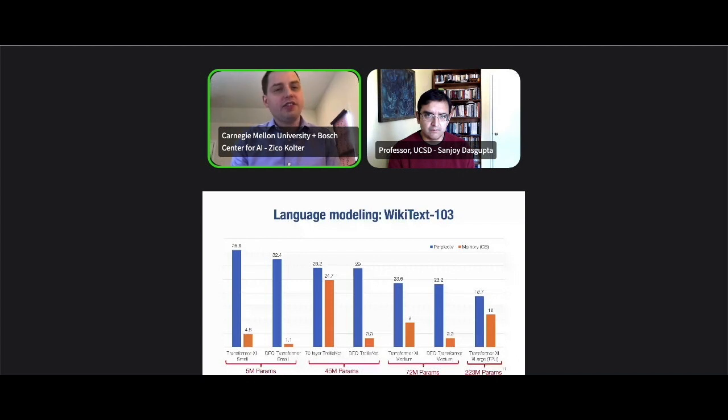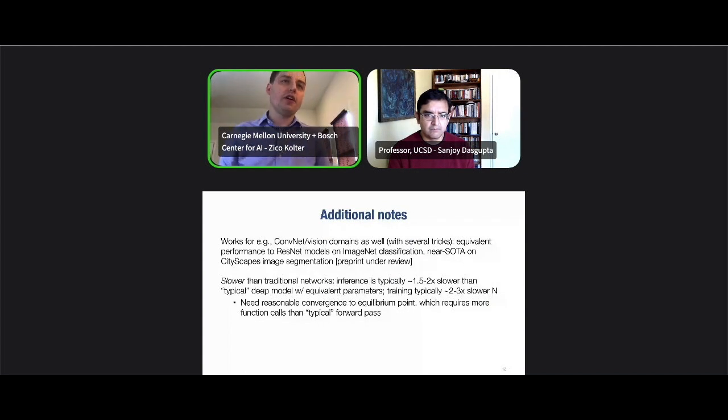Now, I want to mention two notes. The first thing is this also works perfectly well for ConvNet or vision domains. You have to apply some tricks there, which I won't get into. We have a preprint right now under review on this, but with some tricks, with these same implicit layers, with one layer or one cell maybe, you can get equivalent performance to things like ResNet 50 or ResNet 101 models on ImageNet, and near state of the art on tasks like Cityscapes image segmentation. So this is not just confined to sequence modeling. This is a general technique that works for any style of network.